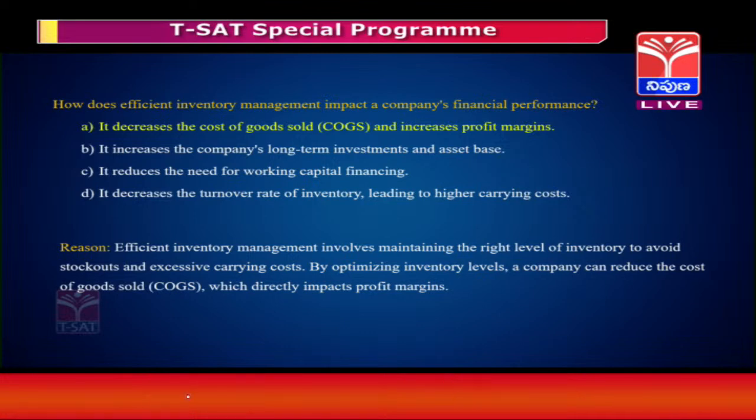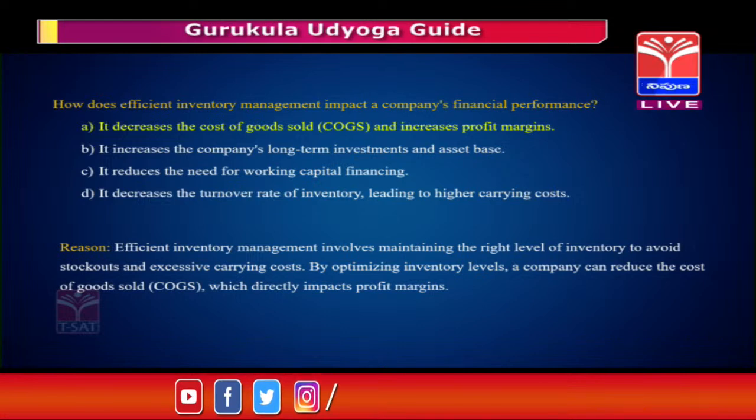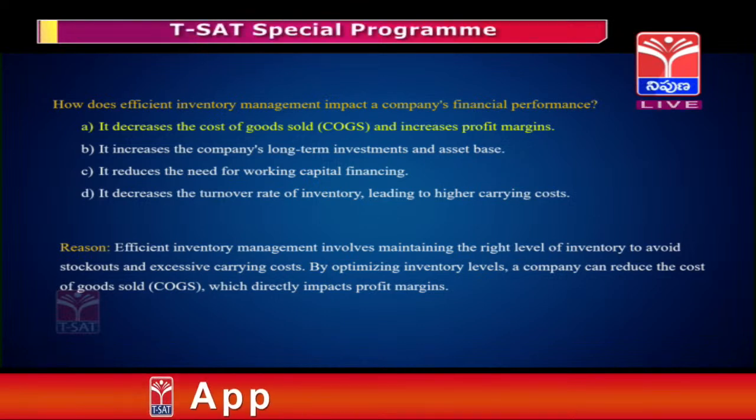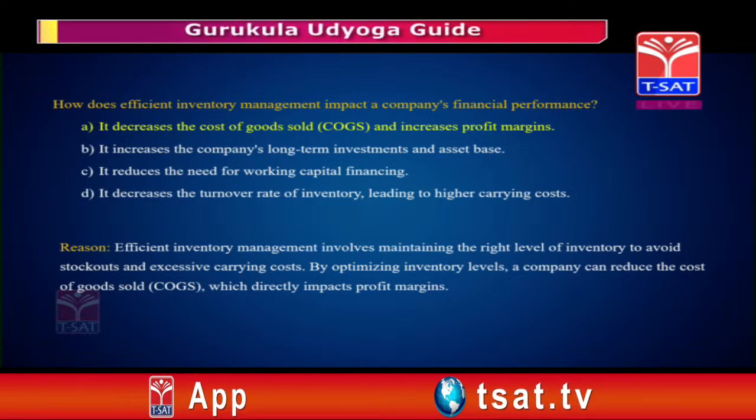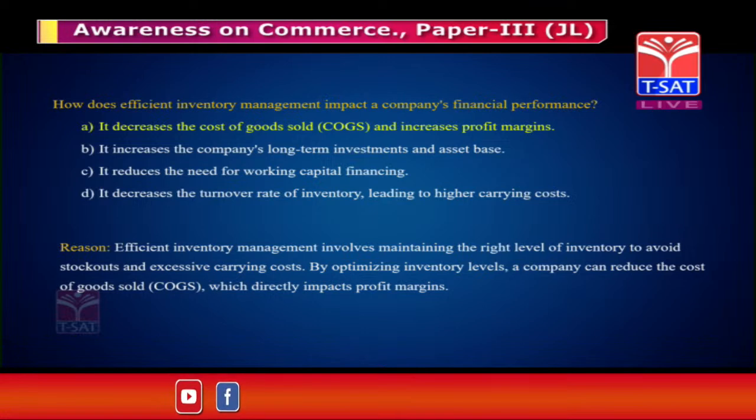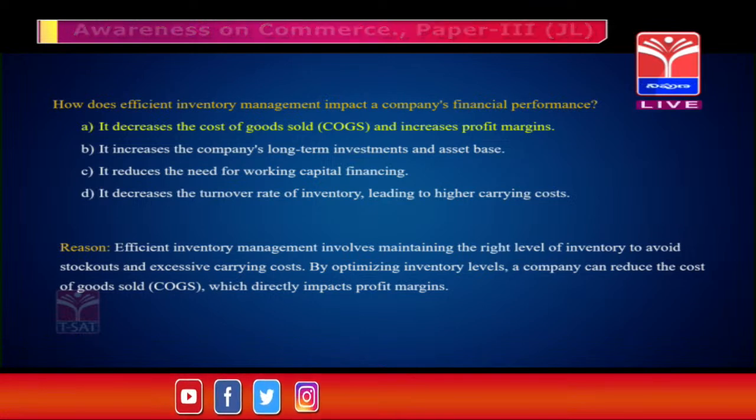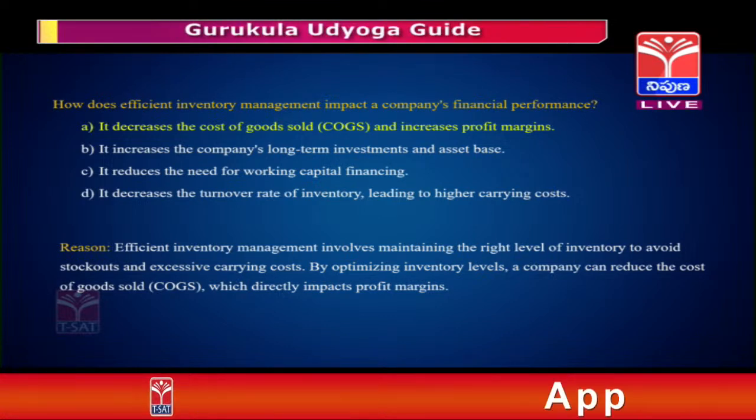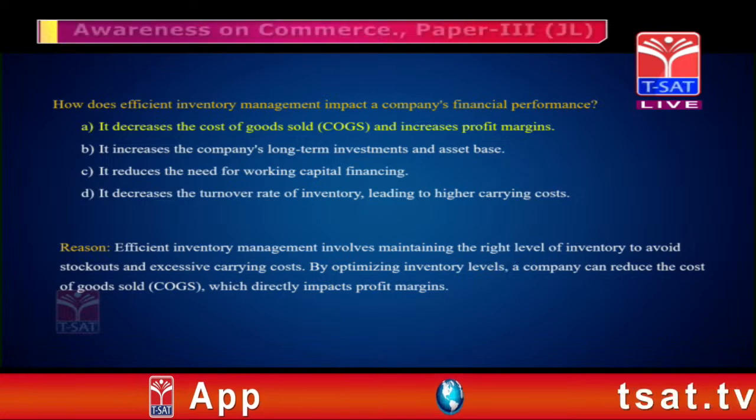So how can we do this? By reducing the cost of goods sold, which directly has an impact on the profit margin. So what is the impact of inventory management on the company's financial performance? The options given: it decreases the cost of goods sold and increases the profit margin. We need not even think of the other options, because as the cost of goods sold comes down, automatically the margin increases. So that is the main purpose of inventory management.